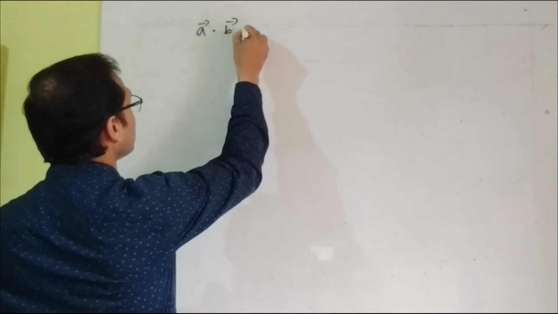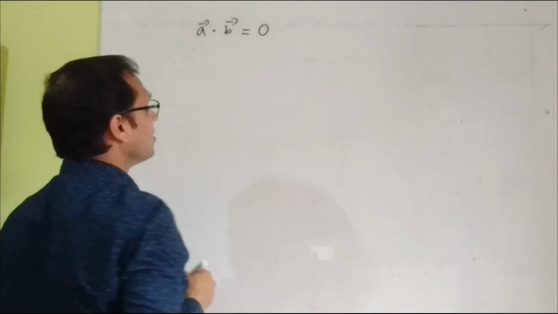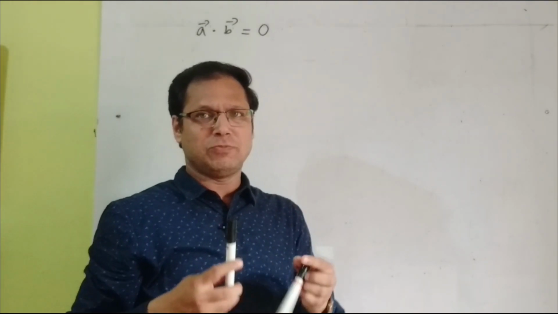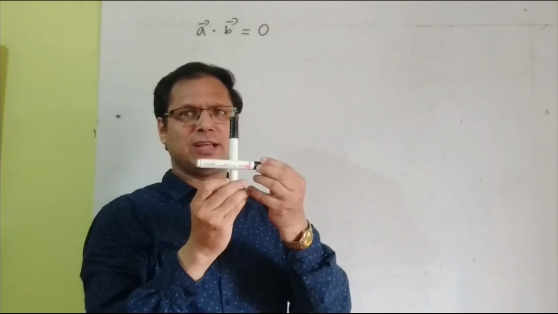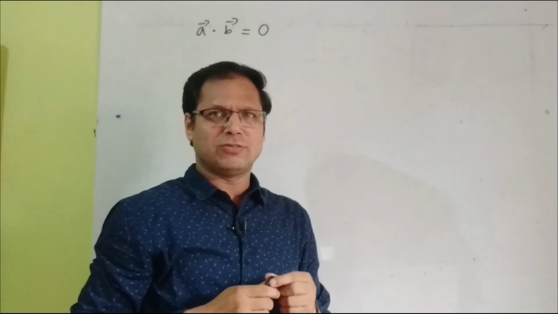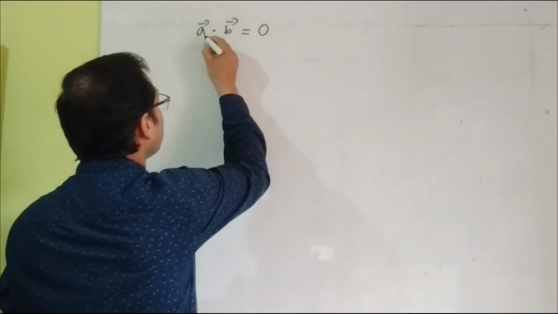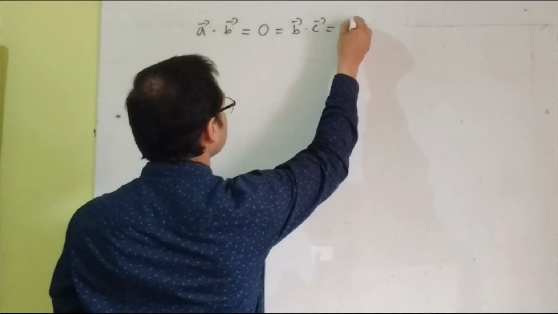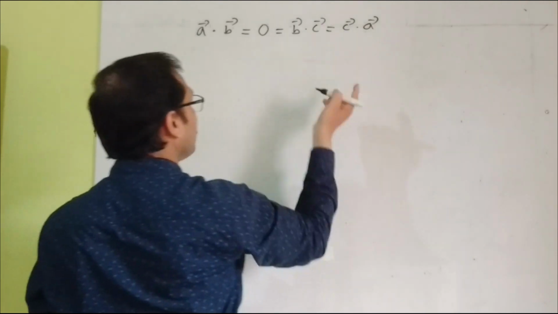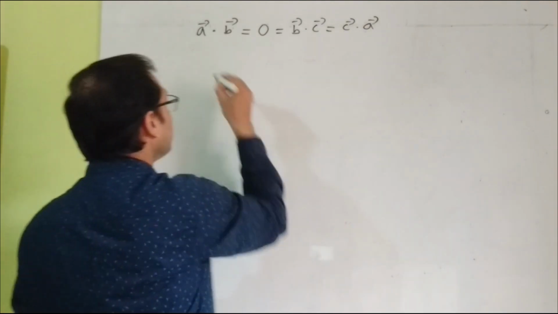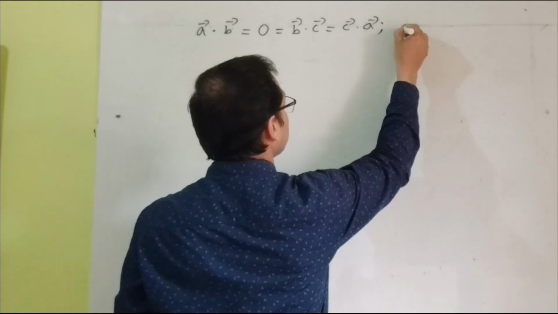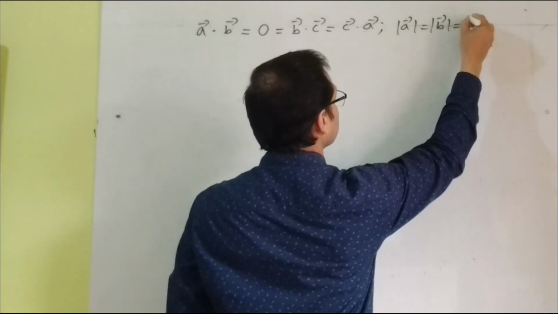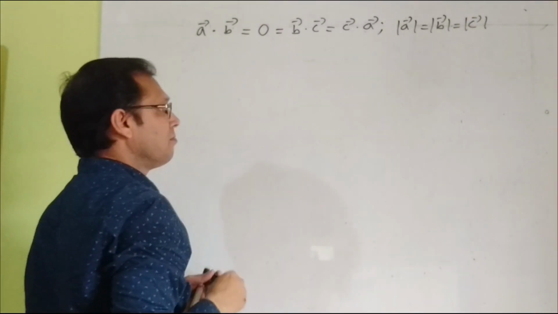That means their dot product will definitely be 0. The scalar product: if two vectors are perpendicular to each other, then their scalar product is equal to 0. So mention that a dot b is equal to 0 is equal to b dot c is equal to c dot a. And also given another condition, that their magnitudes are the same. That means A vector magnitude is equal to b vector magnitude is equal to c vector magnitude.